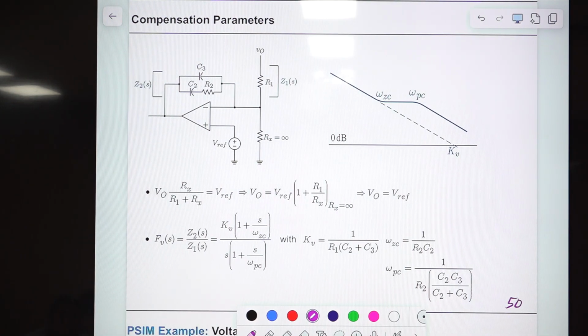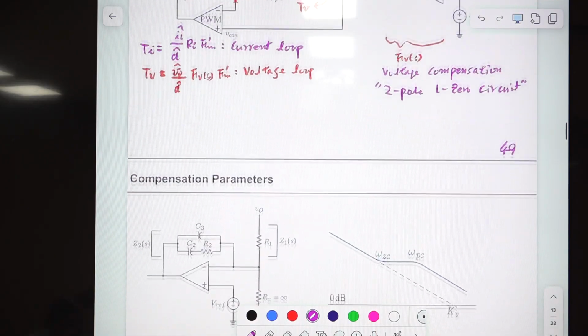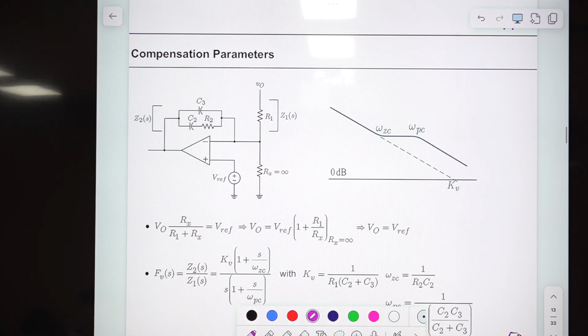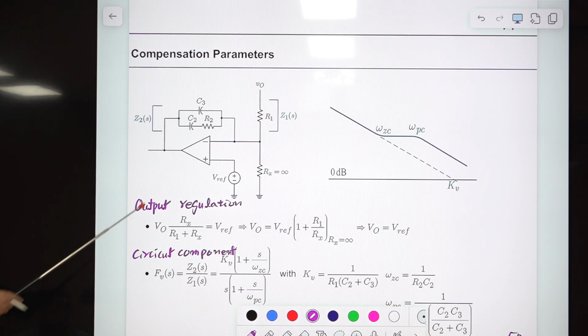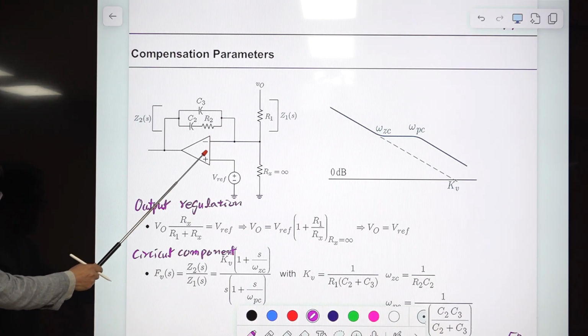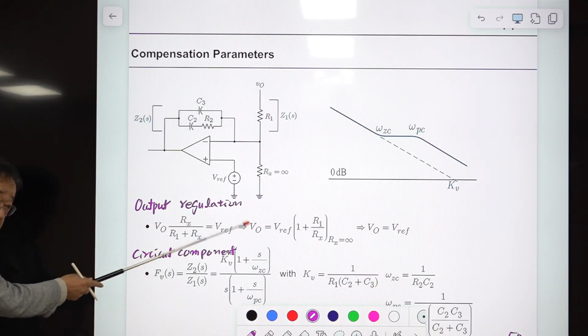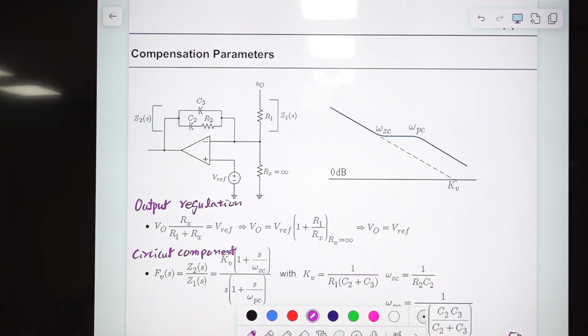Okay. The purpose of using this is twofold. First one is we need to have output regulation. So let's talk about the output regulation first. And later, the value of the circuit components or circuit equations. Okay. Right? So this is the ideal operational amp. We assume this is ideal. Then the voltage here and the voltage there, they are the same. Okay. So the potential here is V reference.